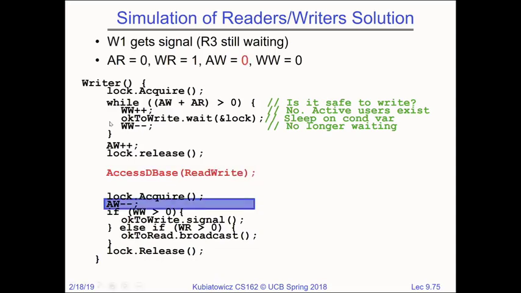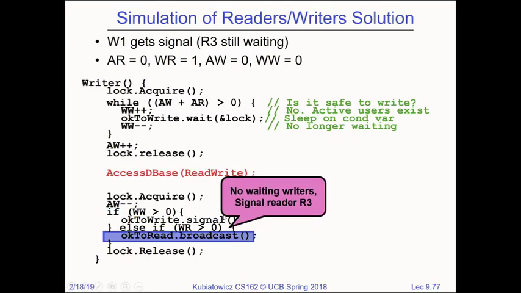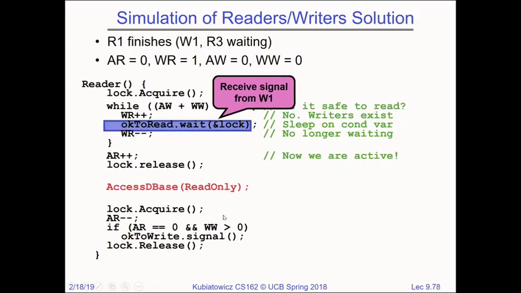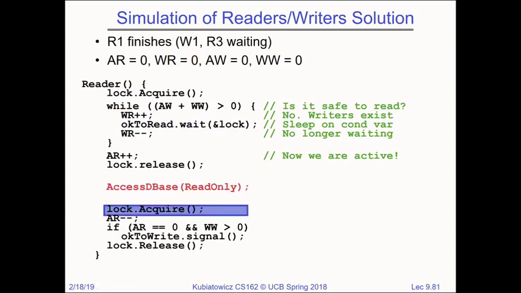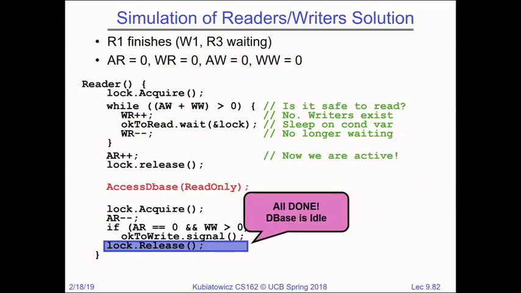Okay? And so now I'm done. I'm going to decrement the number of active writers. Number of waiting writers is 0, so that's not going to happen. So I'm going to broadcast to all the readers. There's only one. Okay? And that broadcast will wake up our reader, who will decrement, access the database, and be done. And then we acquire the lock, and we release the lock, and we're done. Woohoo! All right, so there's your example.